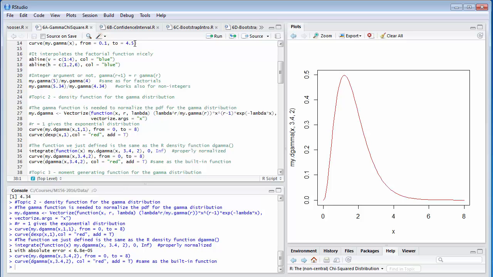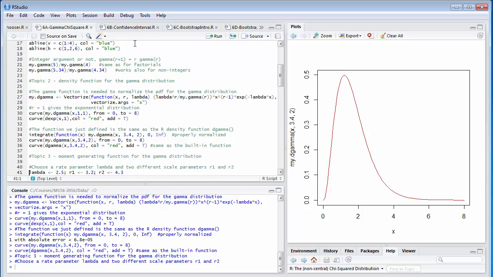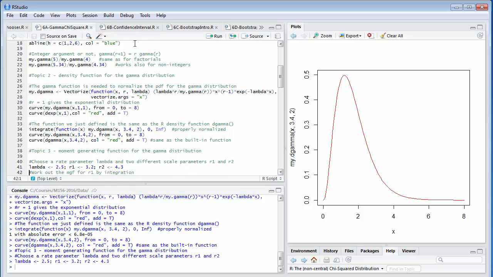Now let's look at the moment-generating function, which turns out to be surprisingly simple. For a gamma distribution, you need a rate parameter, lambda, and I'll use two different scale parameters. I always have a terrible time remembering which one is called the rate parameter and which one is called the scale parameter. The rate parameter is the same thing that already shows up in the exponential distribution. It's the exponential decay. So I picked some values to use, and now I'm going to compute the moment generating function when the scale parameter is 3.2.